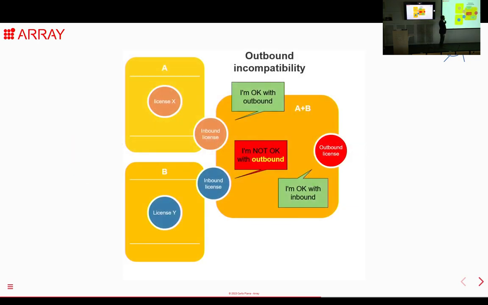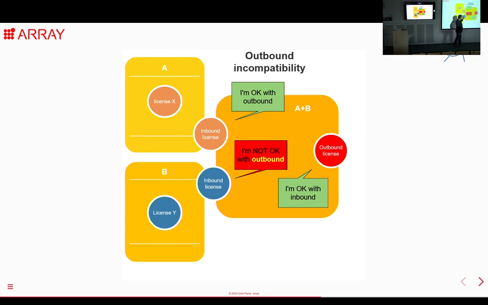And to make things even more complex, it's not just one way. So you have outbound incompatibility. Some software cannot be included in a project with the outbound license you want, saying, I can reuse this software. But one of these licenses says, no, I cannot mingle with those other people. I must stay alone or only with my kin.